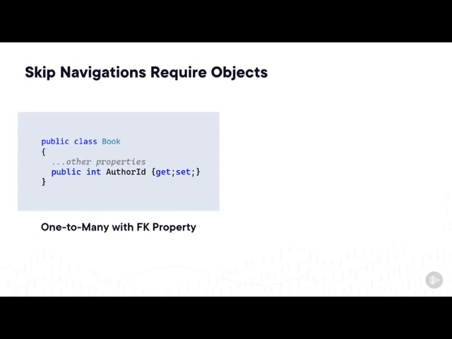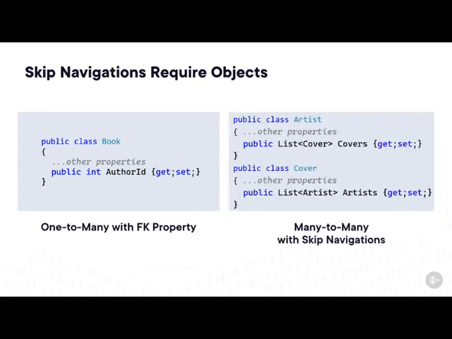Now, when we were working with books and authors, we had a foreign key property in the Book class, so it was possible to connect a book and author by setting the book's AuthorId property. But skip navigations don't give us that capability. The IDs are inferred in the join entity, known only to the data model and the database, but we don't have access to them in code. So with skip navigations, we have to work with the objects when we're connecting 2 ends.